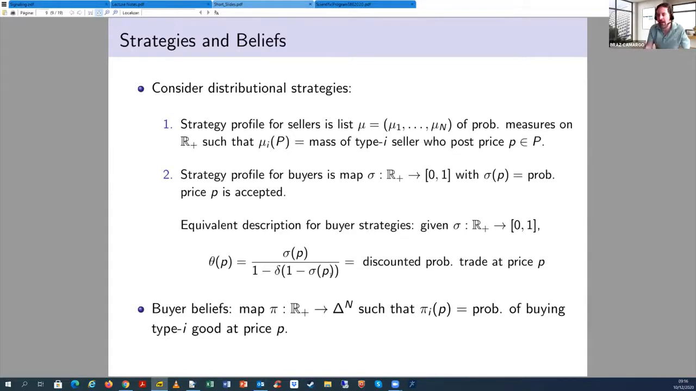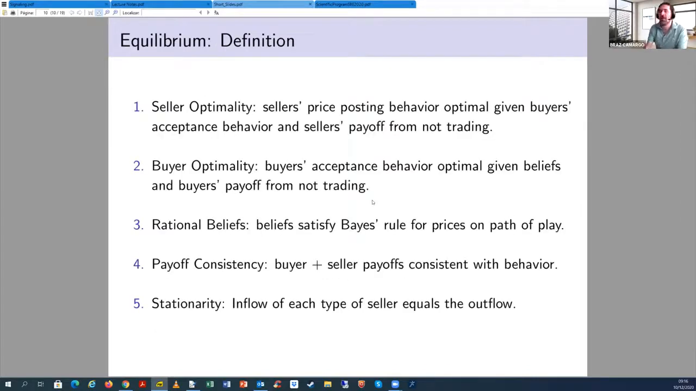And I have to talk about beliefs. If I'm a buyer and I meet a seller that posts a price P, or asks a price P to trade, I need to form a belief about what is the type of seller that I'm dealing with. So pi I of P is going to be the probability that I attribute to the seller being of type I if the seller asks a price P to trade with me.